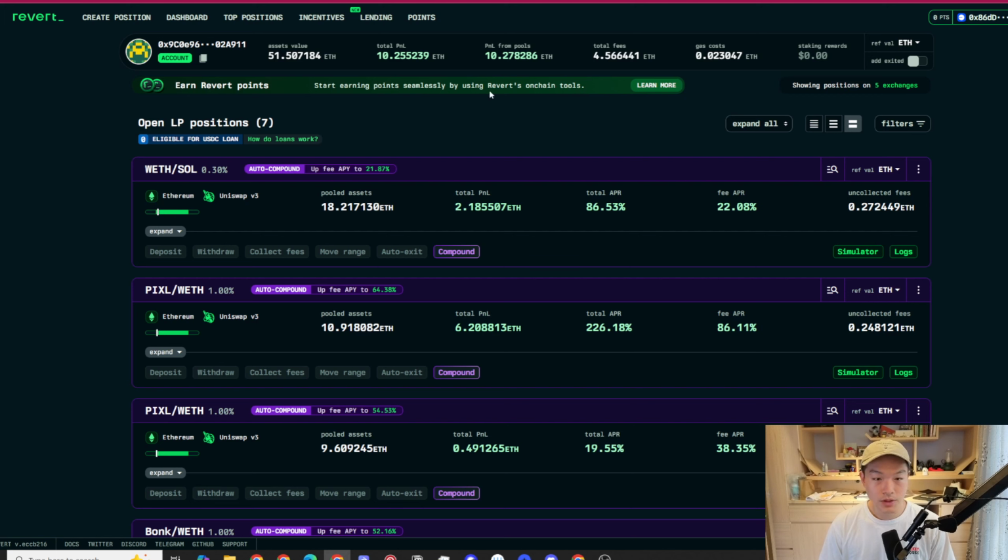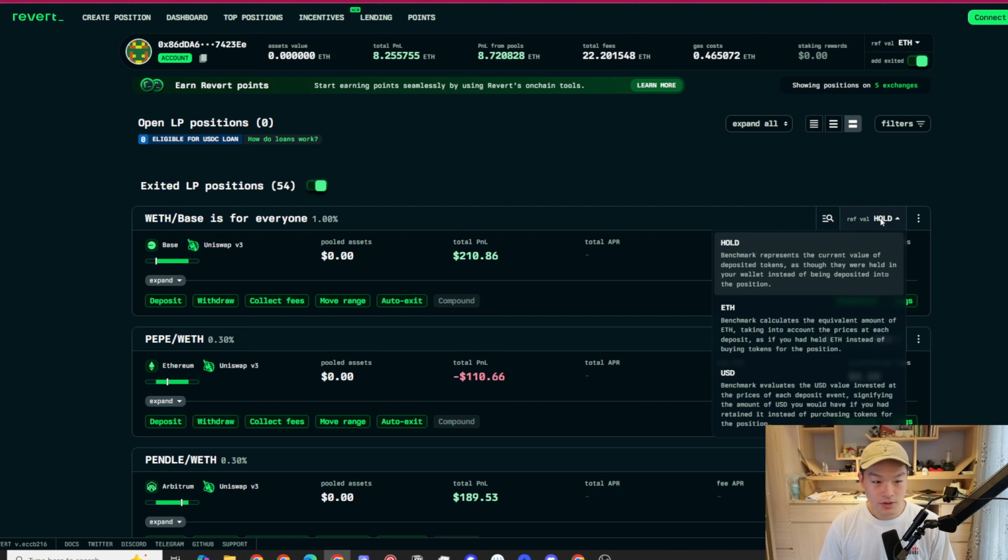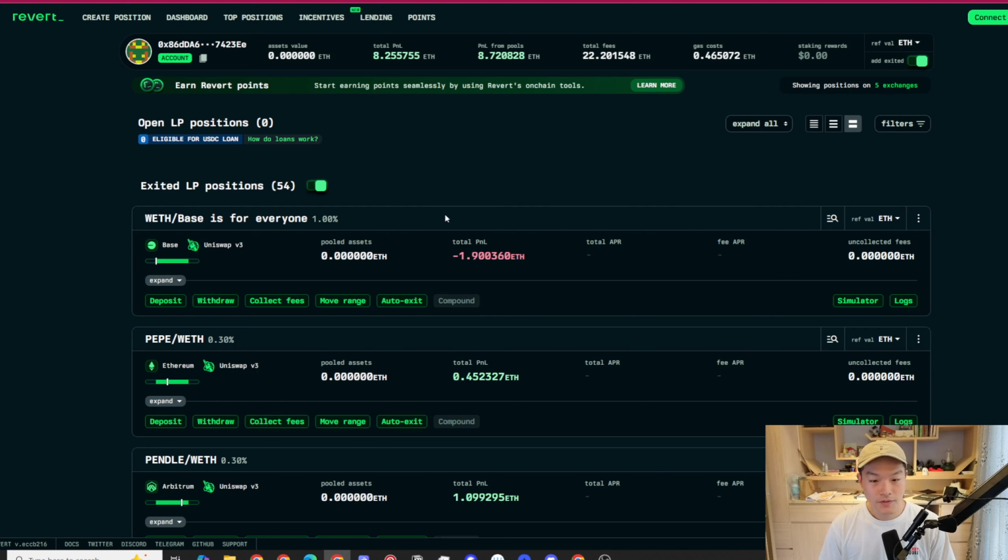I'm sitting on some pretty nice Ethereum profit on my open positions, roughly 10.25 ETH right now, and I'm averaging roughly 40 to 50% APR on my assets. So doing pretty good, but if you look at my closed positions, I'm still at a net profit, but recently made a pretty bad play here.